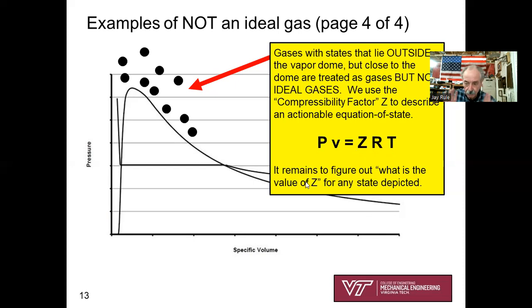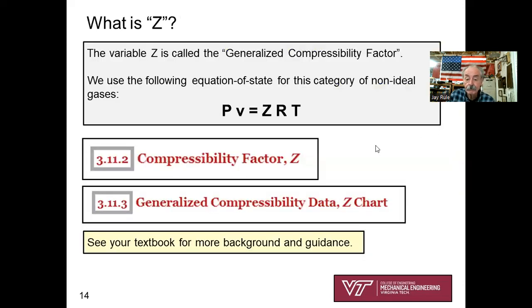Okay, so now it remains, in chapter 3 and in engineering practice, to figure out what is the numerical value of Z. So some of your homework problems are going to involve what's the numerical value of Z. I'm going to try to help you with this. Okay, so what is Z? I want to chase you back to your book to do your reading. Sections 3.11.2 and 3.11.3 fully cover the compressibility factor Z. I want to suggest you read your textbook in addition to looking at this video.